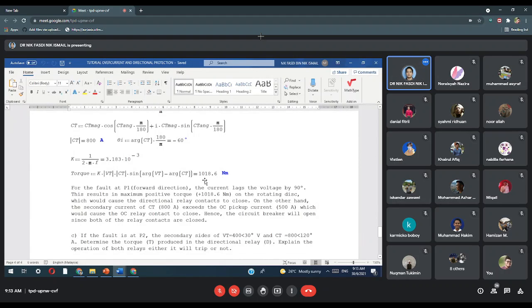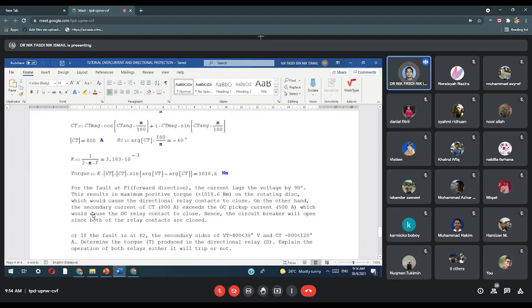1018.6 Newton meter. Okay. For the P1 forward direction, the current lags the voltage by 90 degree. Kenapa lag? Because dia forward. Balik pada nota tadi lah. Right. This will result in the maximum positive torque of this value on the rotating disc, which would cause the directional relay contact to close. Ingat, kalau torque dia negatif, maksudnya dia reverse. Nanti kita akan jumpa reverse kat sini.